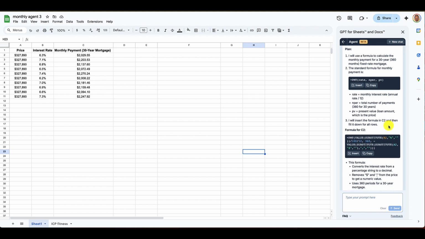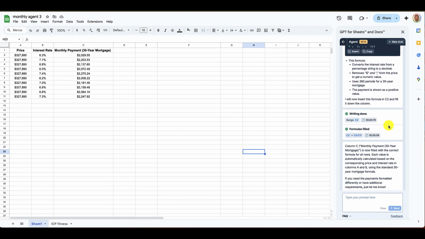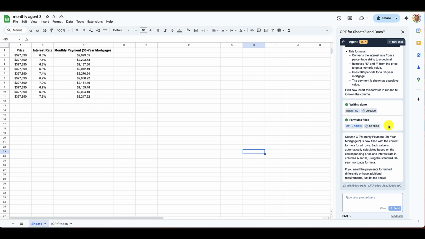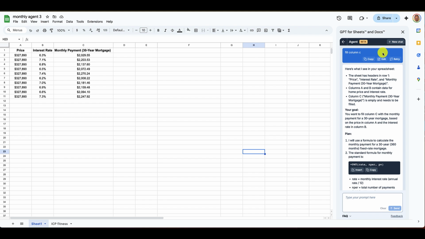And in this case, the plan involves using the formula for determining a monthly payment based on an interest rate, and it will show you the formula it's going to use, and then it will tell you what it did when it completed using the formula and completed the task. And remember, the only thing I wrote up at the top of this sidebar was fill column C. I didn't have to write any formulas.